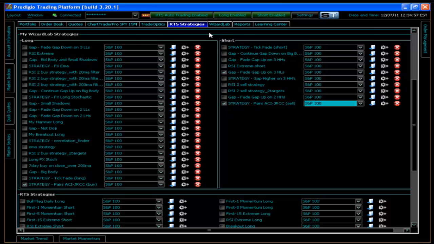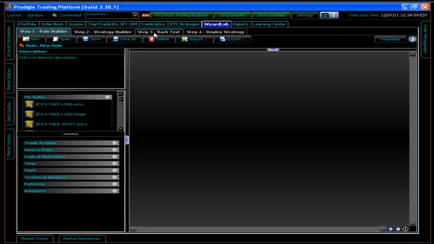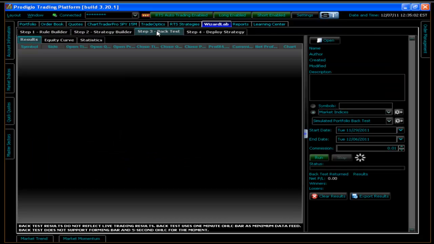So if we go back to Wizard Lab and go over into step 2, step 3, which is the backtesting section, this is where you're going to create the watch lists for the individual stocks. All right?